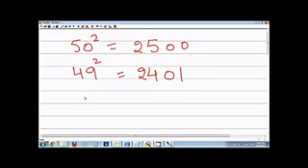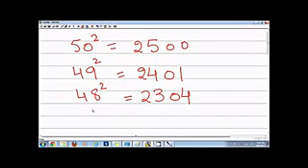So as you can see, again, if I have 48 what I'll do is I will subtract 2 from 25, that is 23, and then take square of 2, which is 4. So answer is 2304. So this is a quick method, so you can multiply or you can square any number which are close to 50.